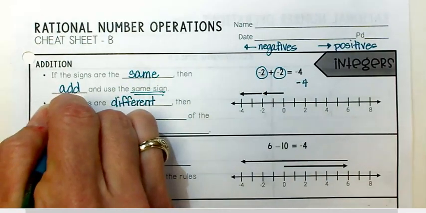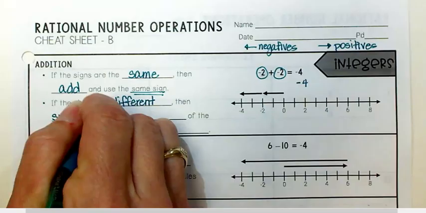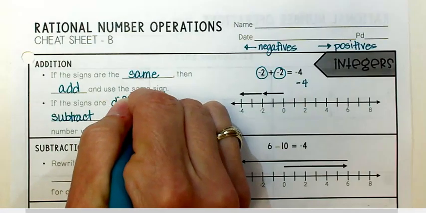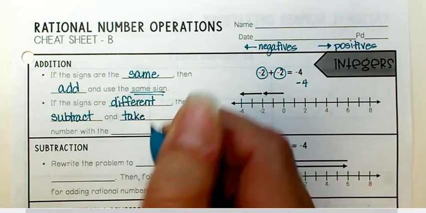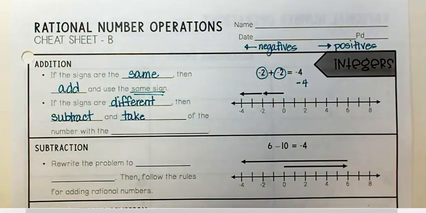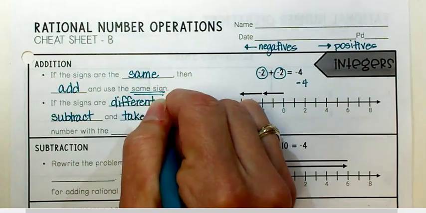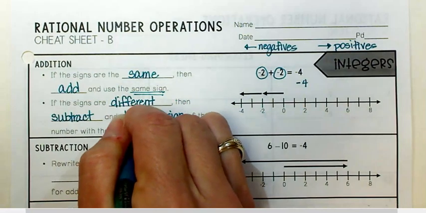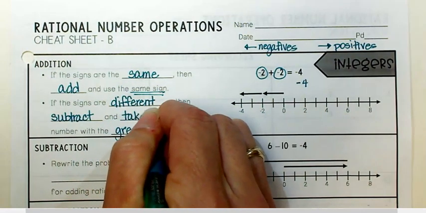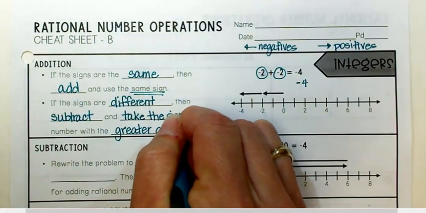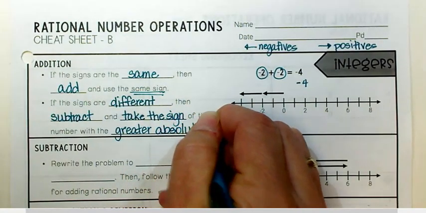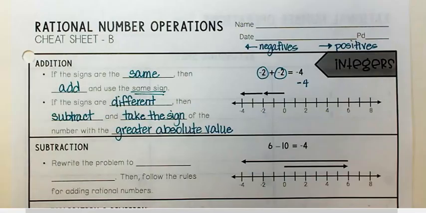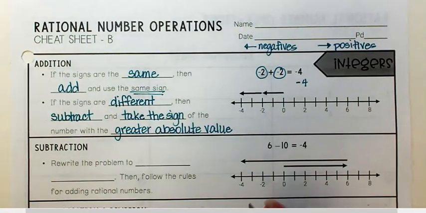If the signs are different, then what you're going to do is subtract. And what you're going to wind up with is you're going to take the sign of the number with the greater absolute value. Let me show you guys an example of that situation.